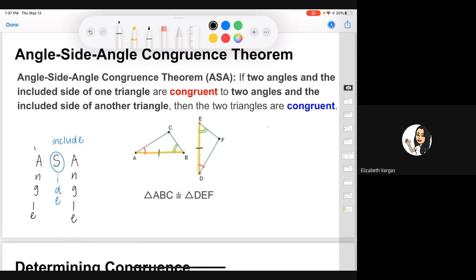So again, you want two angles to be congruent to each other, and then you want to make sure that you have the included side also being congruent to each other. And you want to make sure it's the included side, not just any other random side. It needs to be the included side, so the side that's in between those two angles. And that gives us the angle side angle theorem.